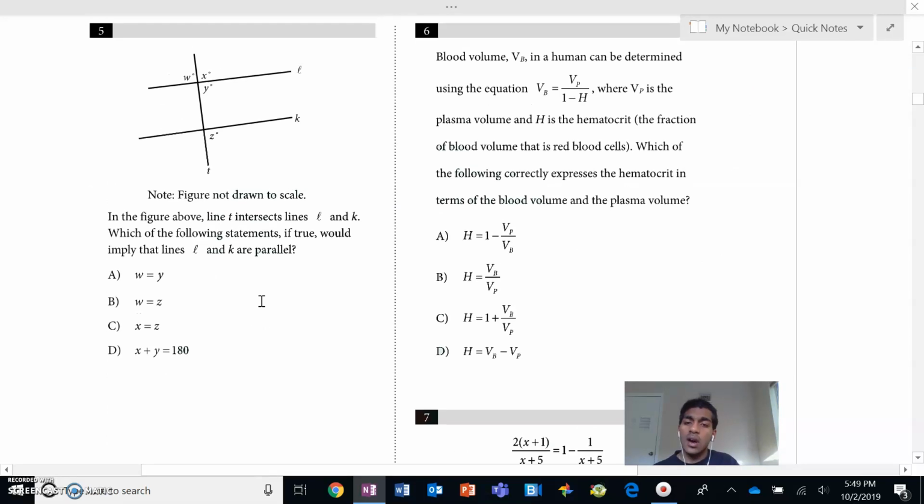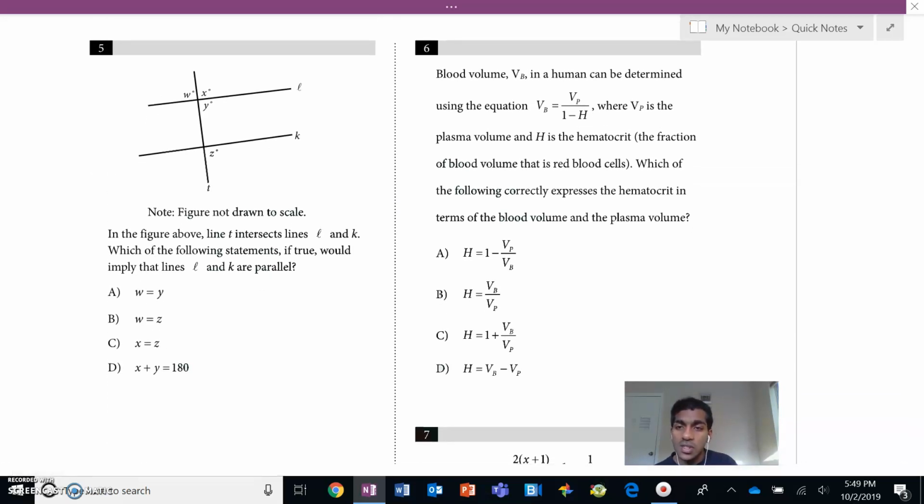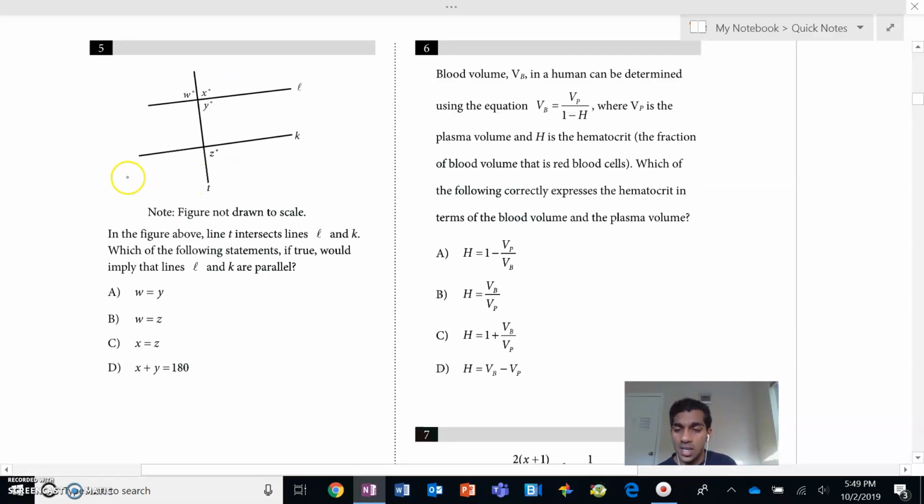Anyways, oh, there are the angles. I love these. These are my favorite and probably the easiest questions on the test. So, in the figure above, line T intersects lines L and K. Which of the following statements, if true, would imply that lines L and K are parallel?